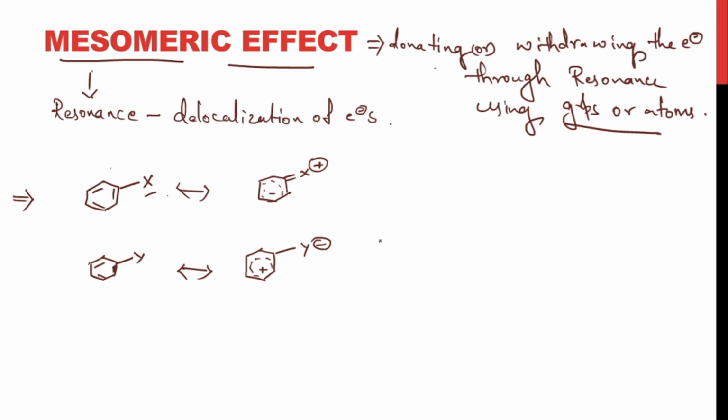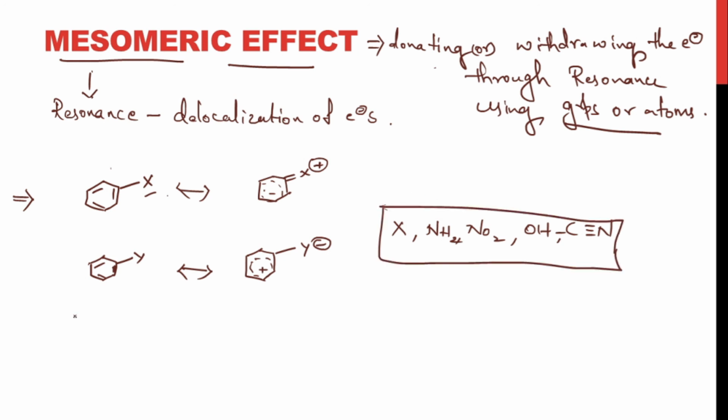So what are the groups or atoms you can see in this category? It can be halogen, amines, nitro groups, right? Alcohol groups, cyano groups, any group other than a carbon atom, right?